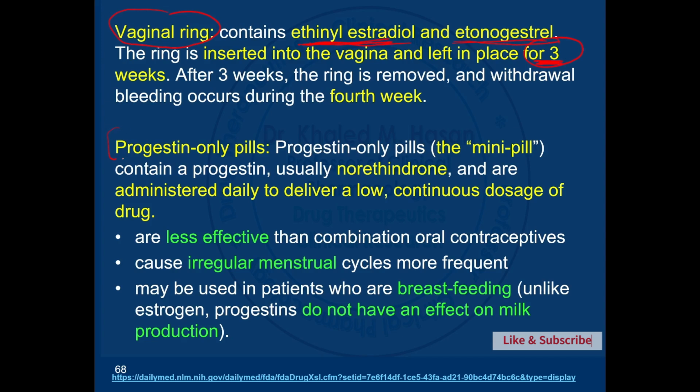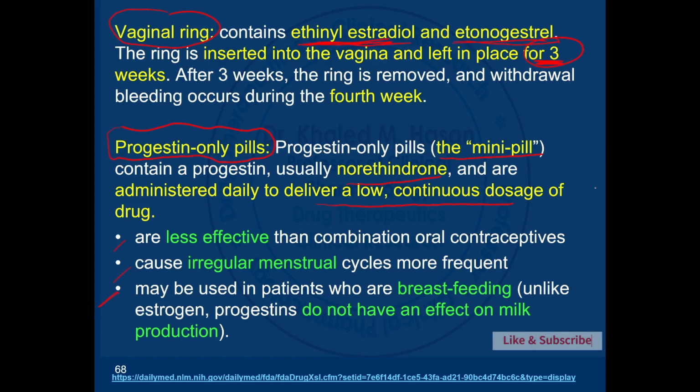What about progestin only pills? We call this the mini pill. It contains progestin, normally norethindrone, administered daily to deliver a low and continuous dose of the drug. It is less effective and may cause irregular menstrual cycles. This will be used in patients who are breastfeeding, because unlike estrogen, progestin does not affect milk production.